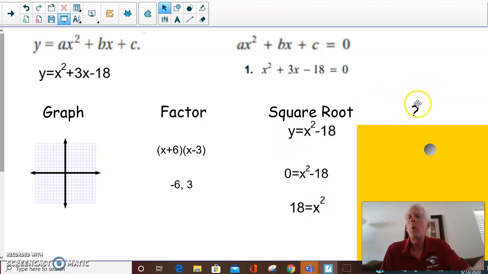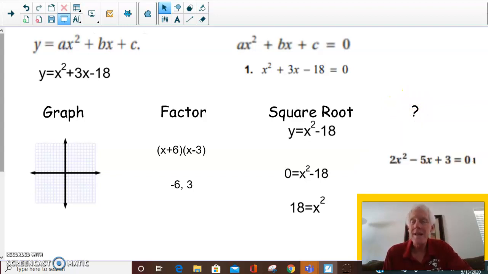Well, what do we do? What if we can't do any of those? Look at that formula there: 2x squared minus 5x plus 3. You cannot find the perfect square roots. It's not factorable. So what do we do then? Graphing is just a pain. This is what we can do.